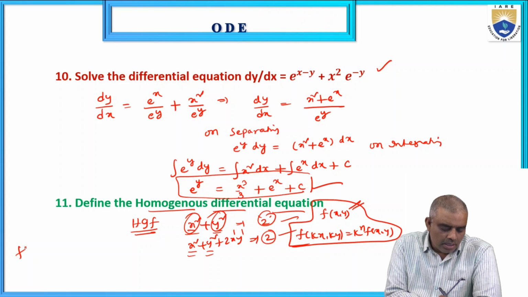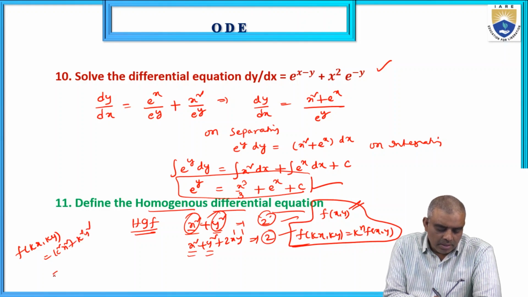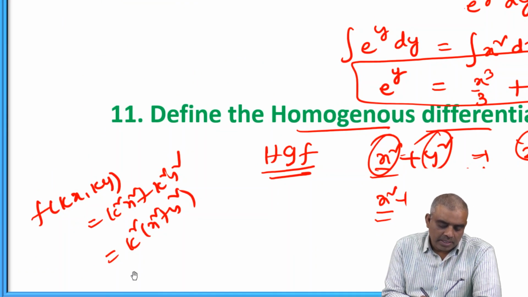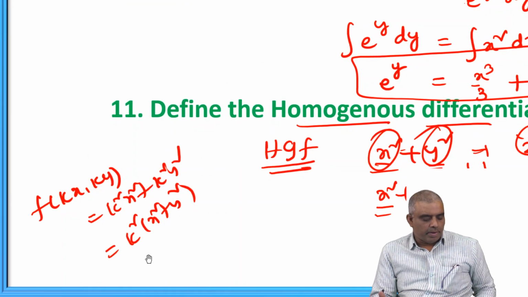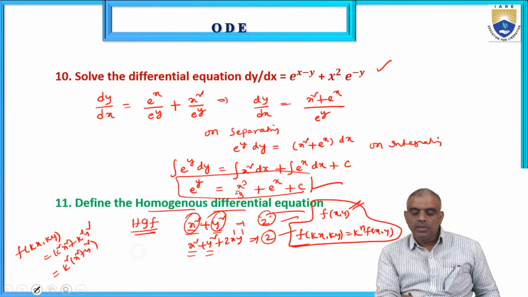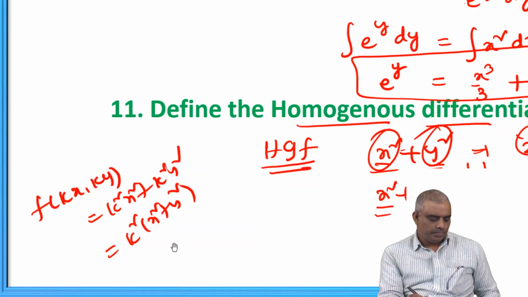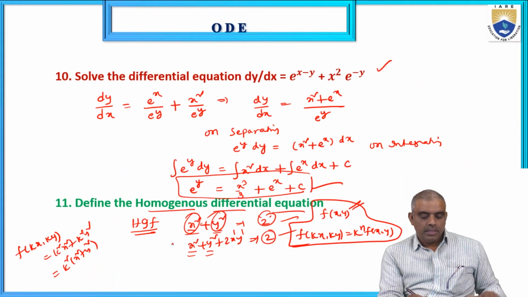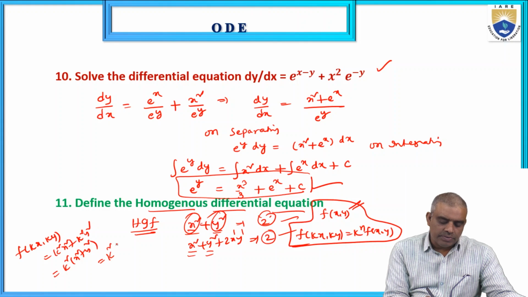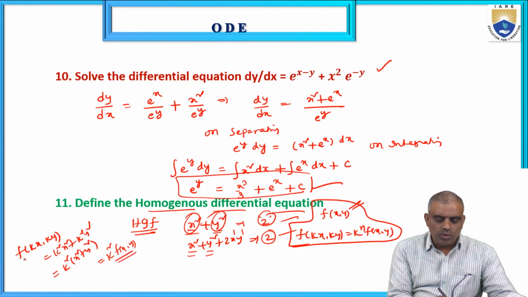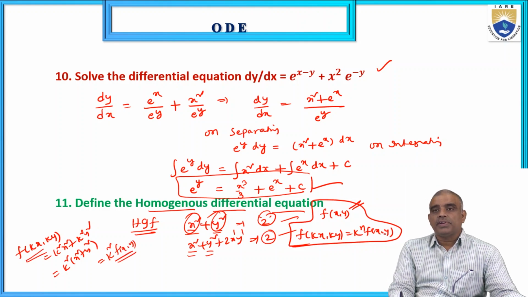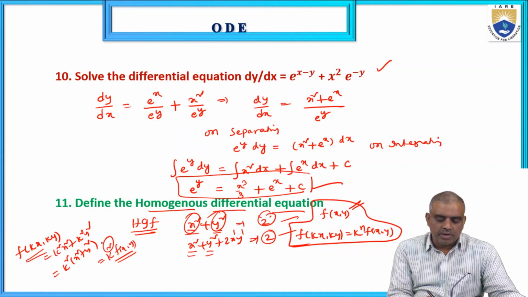For example, f of kx comma ky is equal to, on substituting, k square x square plus k square y square, or I can write k square into x square plus y square. That means k square into f of x comma y, since x square plus y square is f of xy. So it is k square into f of xy, which looks like k power n into f of xy. So it is a homogeneous function of degree 2.